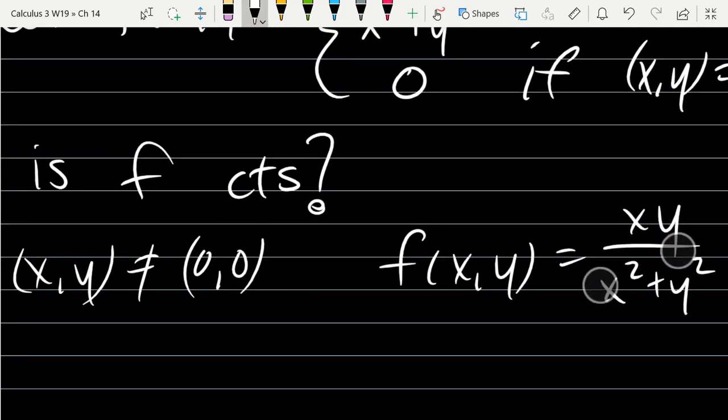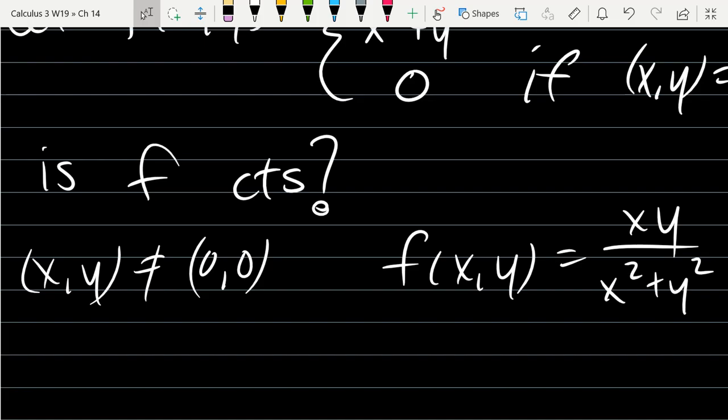So if x, y is not 0, 0, the function is xy over x squared plus y squared. If x and y are not both 0, what can you say definitively about the denominator? It can't be 0, and more specifically, it has to be positive. So if we're not at the origin, we're not dividing by 0. You can be on either axis, x or y individually could be 0, as long as they're not both 0, you will not get your divide by 0 problem. So what that means is this function f is going to be continuous, not at the origin.